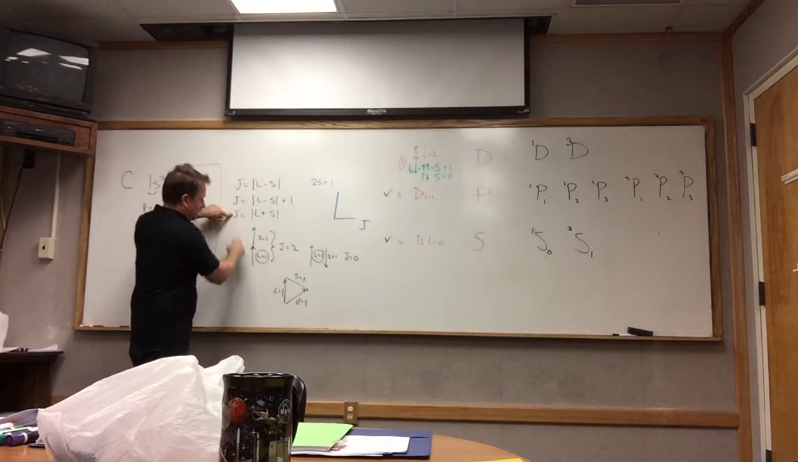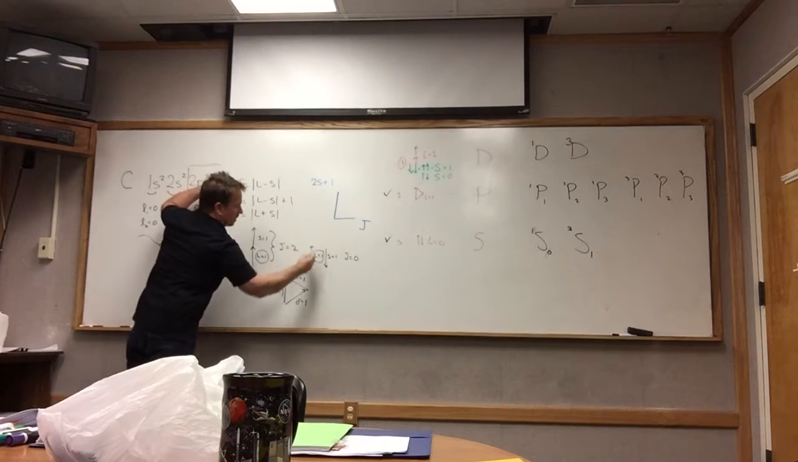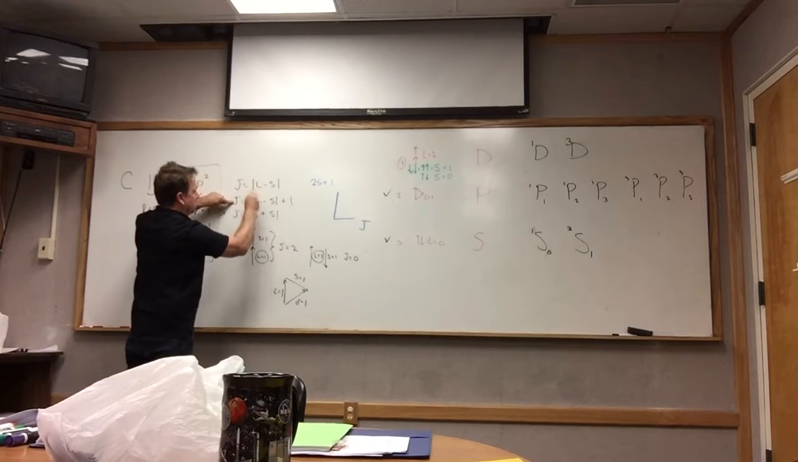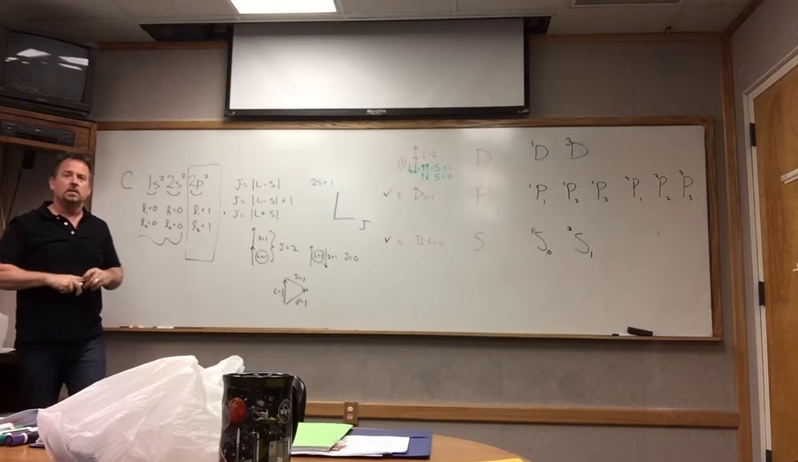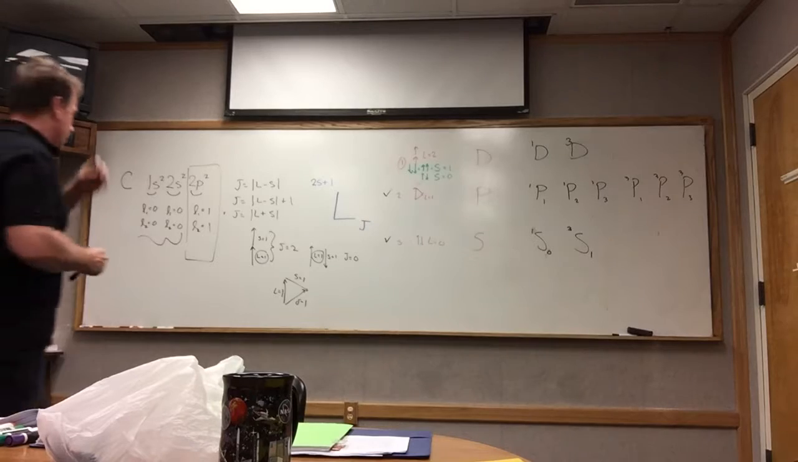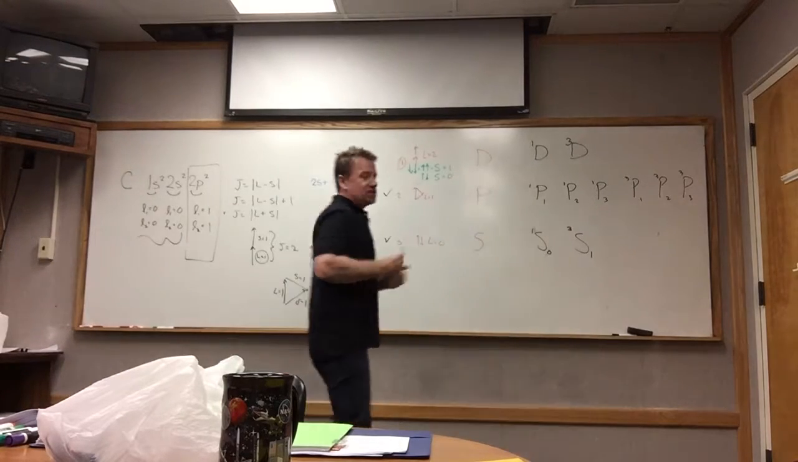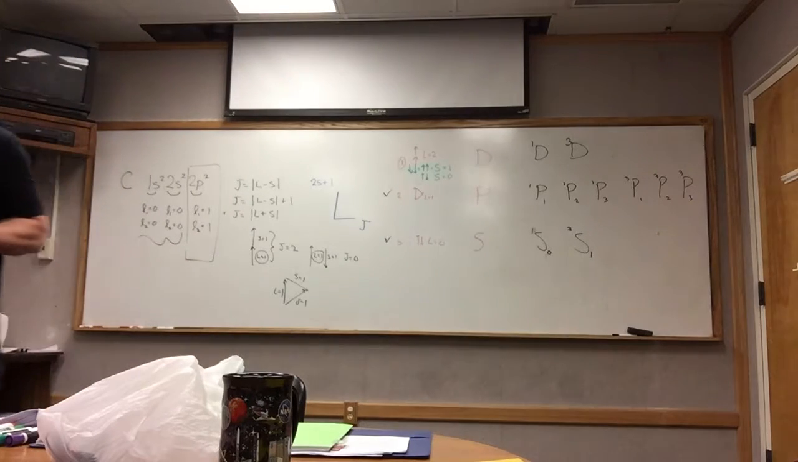This one is this situation, this one is this situation, and this one is this situation. Okay, so you can calculate J the same way that we calculated capital L. The same kind of vector addition, the quantized vector addition. It just extends up to the full quantum numbers of that unfilled subshell.